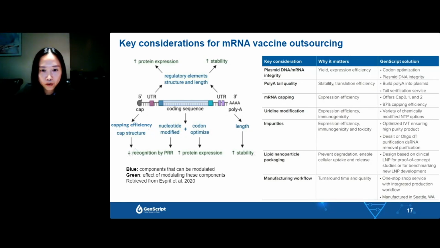Finally, the manufacturing workflow is also very important. It will affect the turnaround time and quality. And we are providing a one-stop service with integrated production workflow. And for mRNA service, the manufacturer's site is in Seattle.